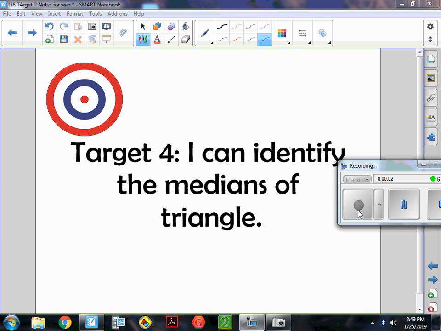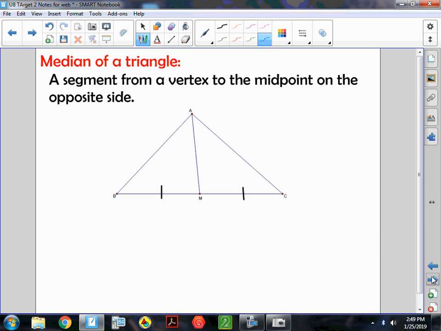Target 4 has to do with working with medians of a triangle. A median of a triangle is a segment drawn from a vertex to the midpoint of the opposite side. It does not have to be perpendicular, so it's not necessarily a perpendicular bisector, but it could be in an isosceles triangle. But a median is just drawn from a vertex always and to a midpoint of the opposite side.